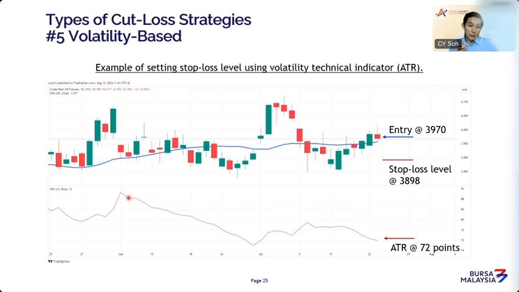However, the drawback here is that, especially when the volatility is large, you need to be able to absorb a larger risk. You need to cut your losses more, and also you need to prepare more money in your trading account during a high volatility period.